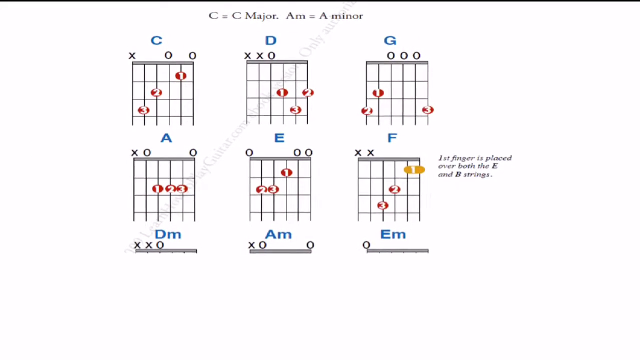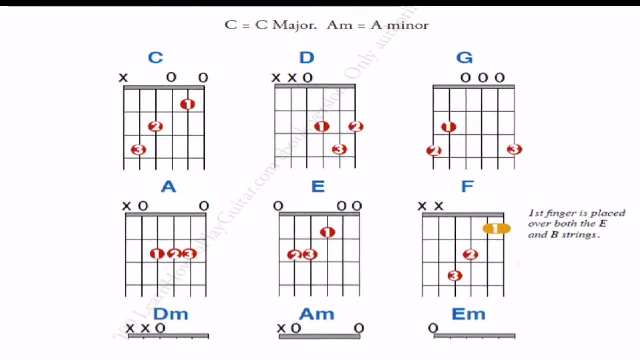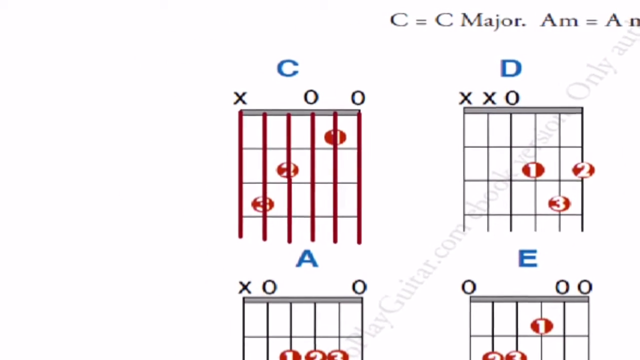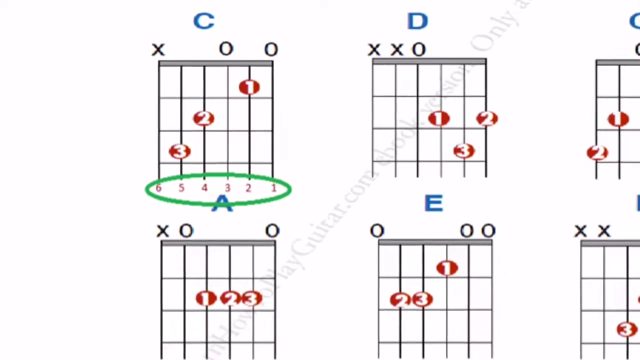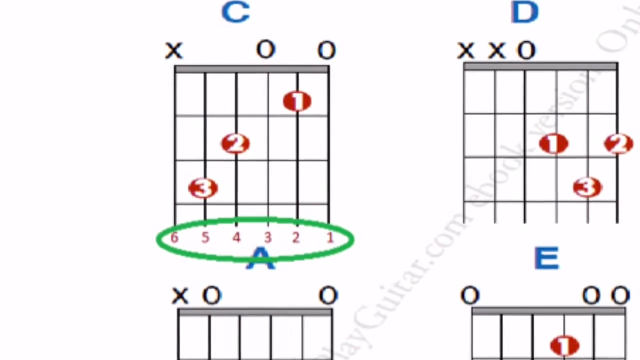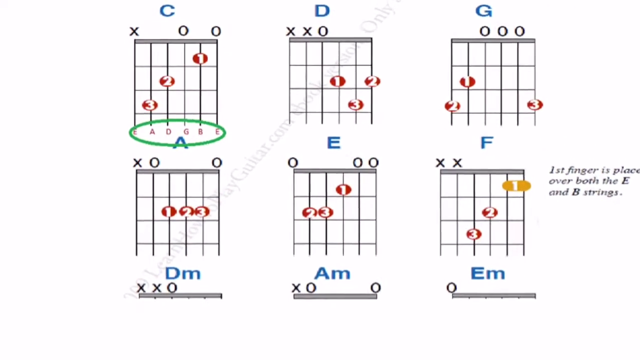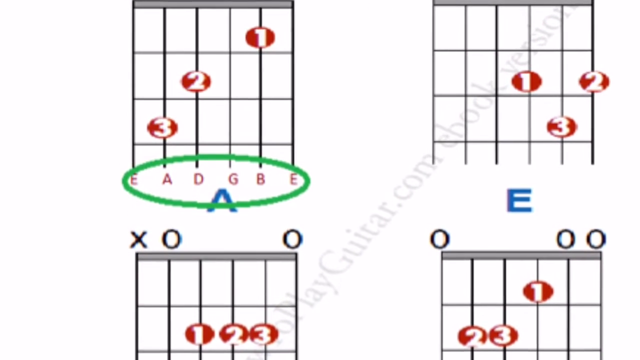So we use a diagram to represent how to play the chord visually. The vertical lines in the diagram are the strings of the guitar. So from left to right, the string numbers are 6, 5, 4, 3, 2, 1. Or you can use the note names for the strings. Left to right are E, A, D, G, B, and E.